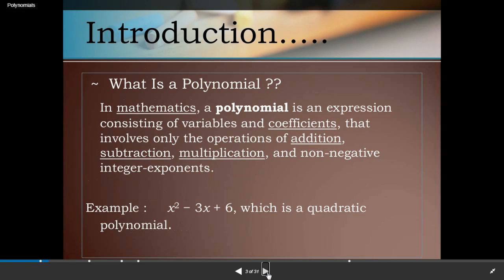So what is a polynomial? In mathematics, a polynomial is an expression consisting of variables and coefficients that involves only the operations of addition, subtraction, multiplication and non-negative integer exponents. For example, x squared minus 3x plus 6, which is a quadratic polynomial.